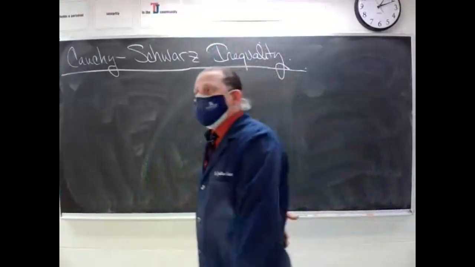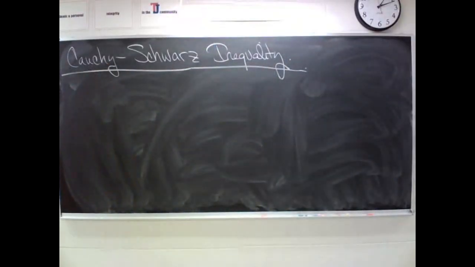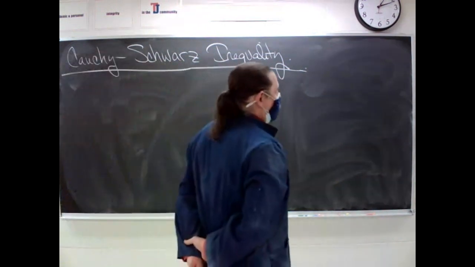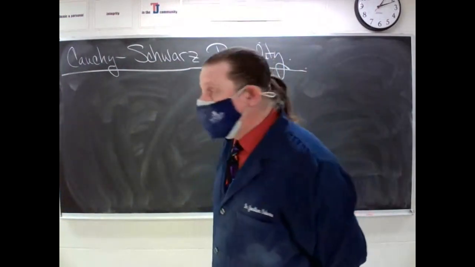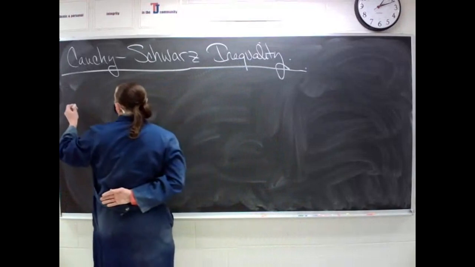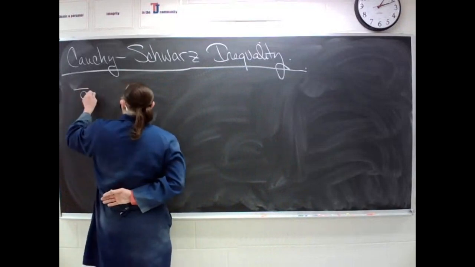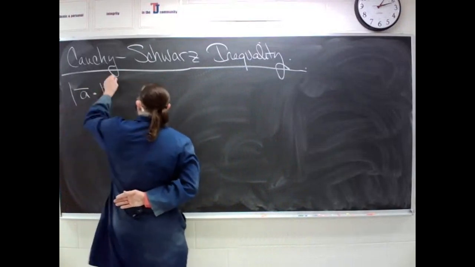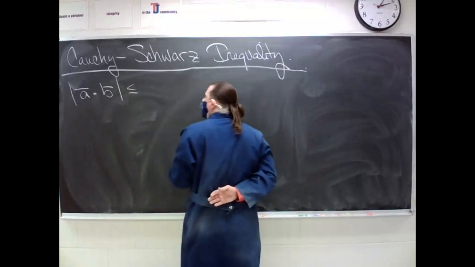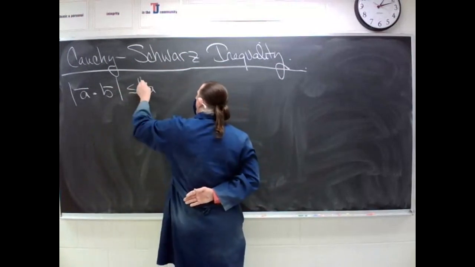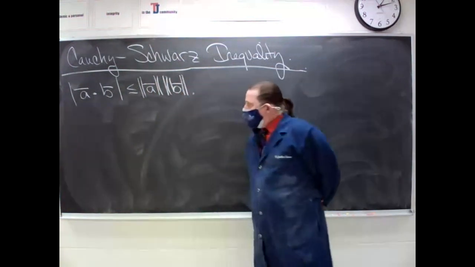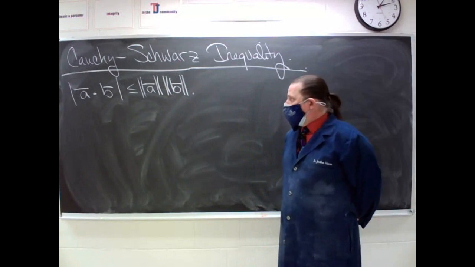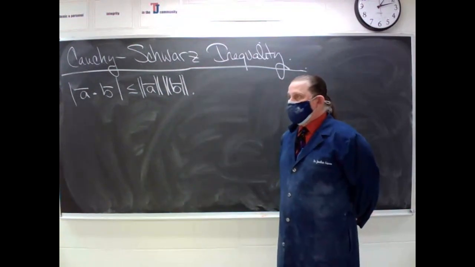So the Cauchy-Schwarz inequality is an inequality that is respected by all inner products. Okay? For the dot product, it simply says this. A dot B in absolute value is less than or equal to the product of the norm of A and the norm of B.